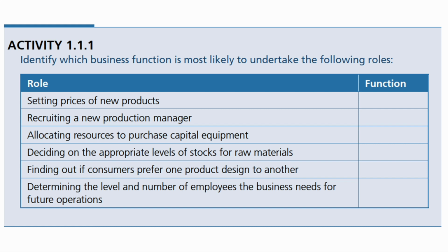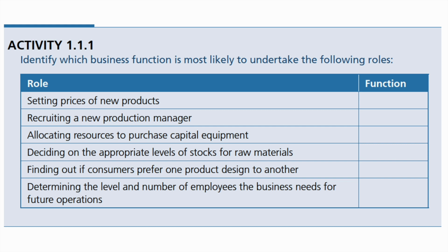Allocating resources to purchase capital equipment. Well, allocating resources is all about finance. Finance are the ones that need to find the source of finance to purchase anything. But then they might be cooperating with the operations department, for example, on deciding which capital equipment to buy. Machine A or machine B, which one is going to be the most efficient, which one is going to last more years, and so on. So here they're again going to cooperate a little bit.